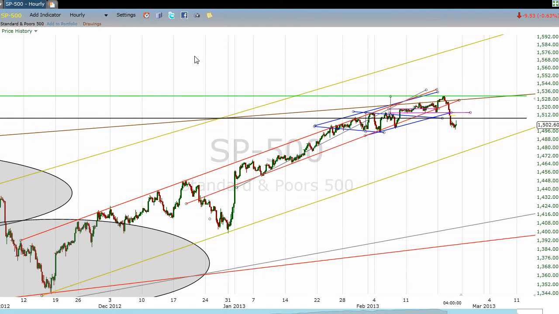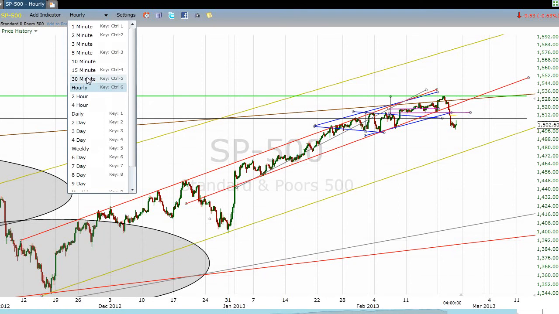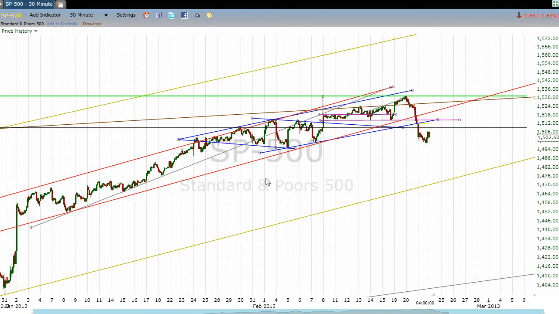So here we're looking at this channel between this line and this line. It is now extremely obvious at this point that the channel has broken. It was pretty obvious yesterday, but we didn't yet have that 1% that I like to see, and that many technical analysts say is a 1% break of a healthily priced stock.